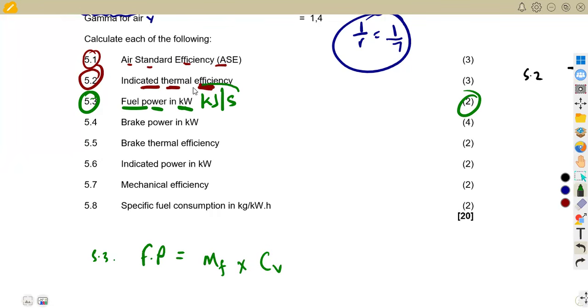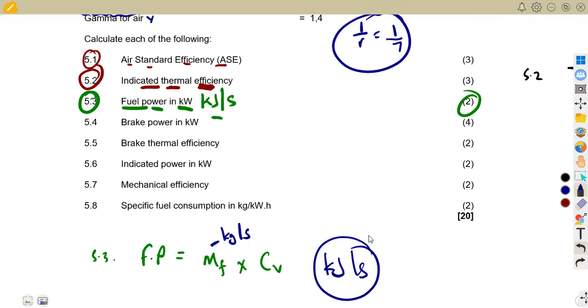So why am I writing about the kilojoule per second for the kilowatt? Remember that kilowatt is kilojoule per second. This is very important, so that you know the units to use for the mass of fuel. The mass of fuel is supposed to be in kilograms per second, so that our answer is in kilojoules per second, which represents the kilowatt, while our calorific value is in kilojoules per kilogram. So that is the idea there.